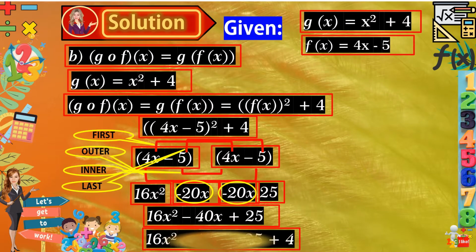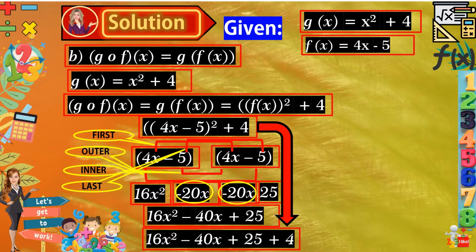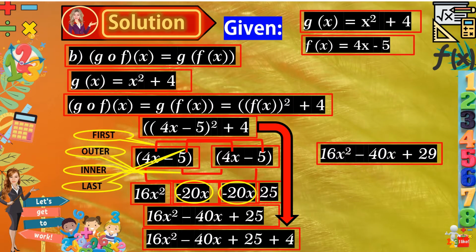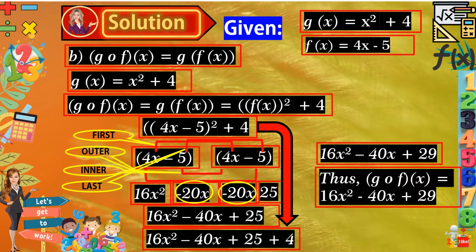Then, copy plus 4 from the original given. It is now 16x squared minus 40x plus 25 plus 4. Add the two constants, 25 plus 4. So the answer is 29. Thus, g composed with f of x is equal to 16x squared minus 40x plus 29.